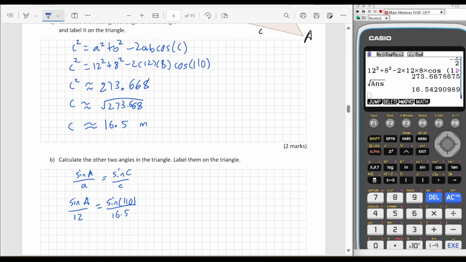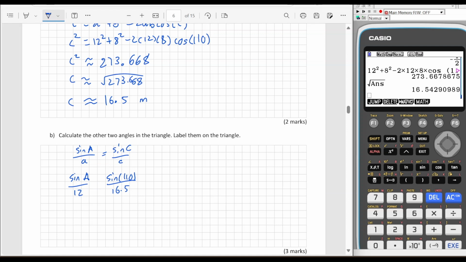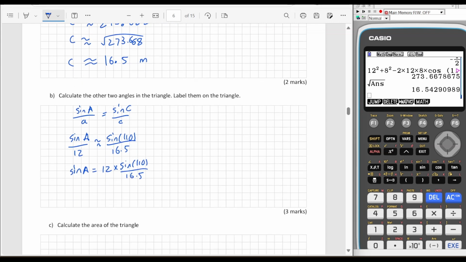Again, just make sure you use the full version. So I'm going to use approximate here. So sine of A is 12 times all that. And let's see what we can do. So A is inverse sine.